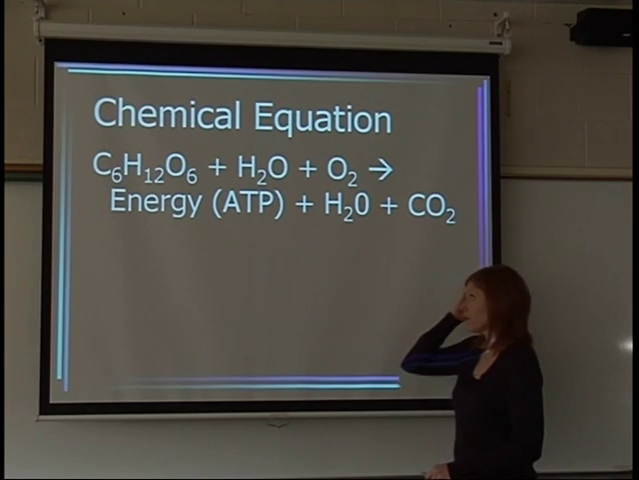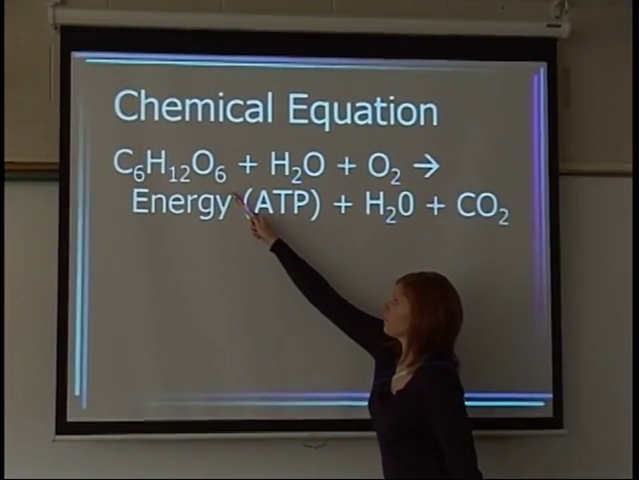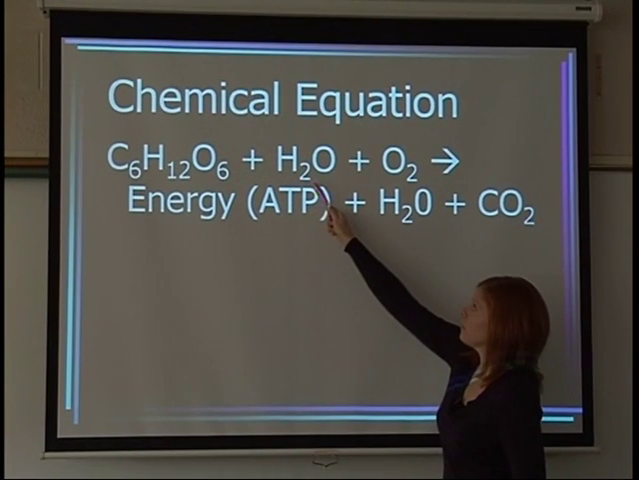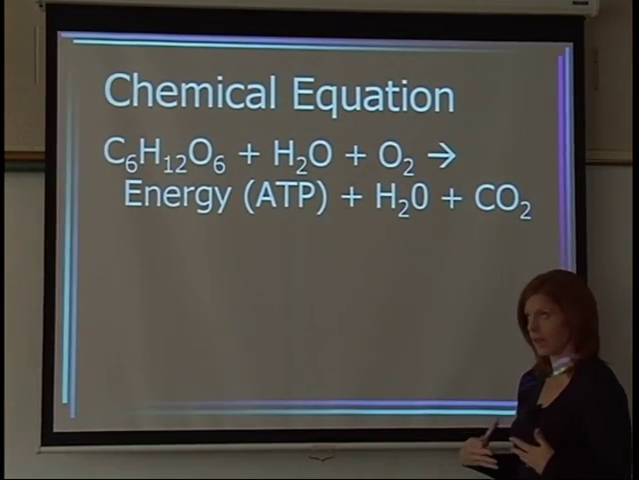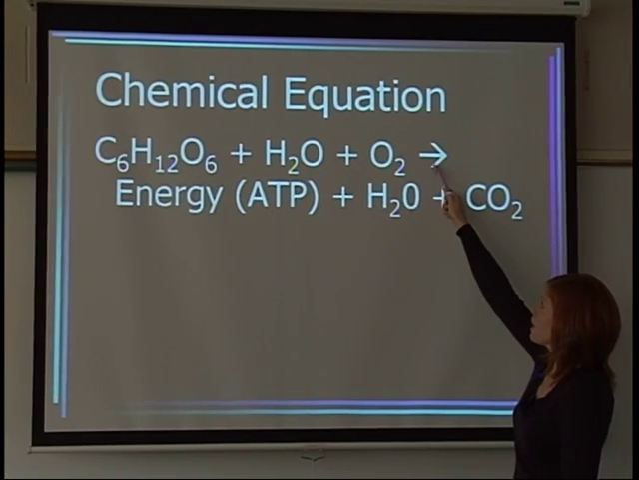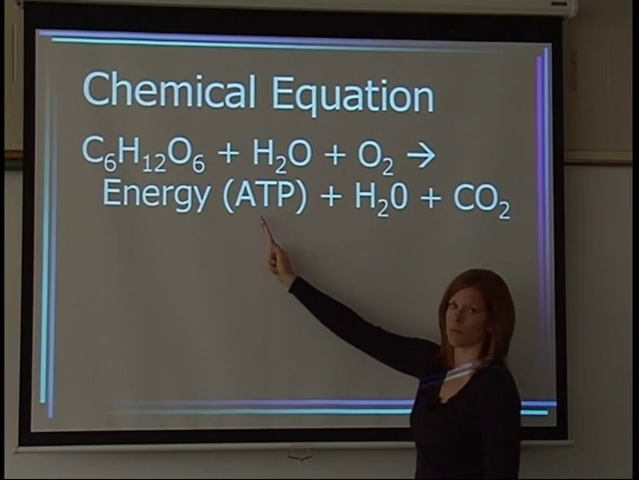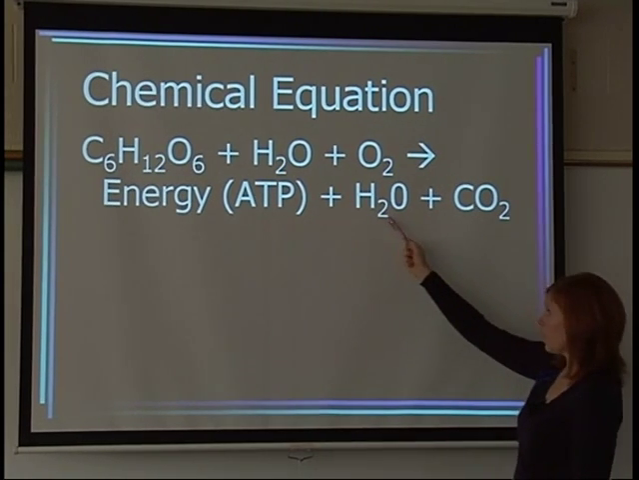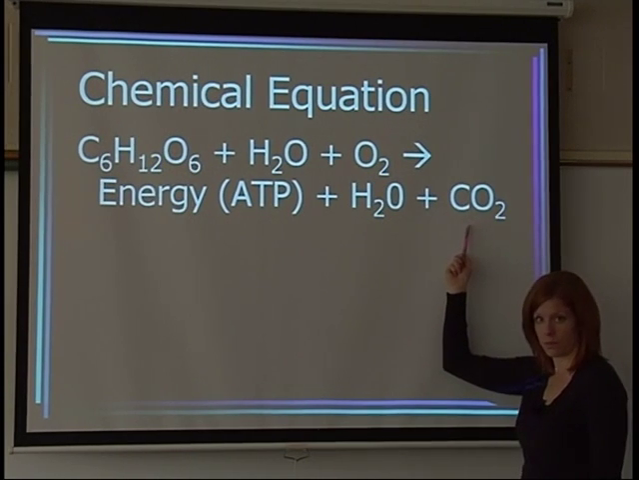Here's the equation for respiration. Here again we have glucose or sugar. We're adding that with water plus oxygen, which we would take in by breathing in oxygen. We're having a chemical reaction occur, and the products we're making are energy in the form of ATP, water again, and carbon dioxide, which is a waste product for humans.